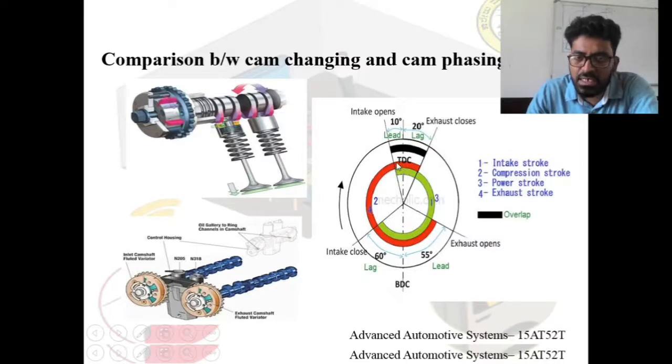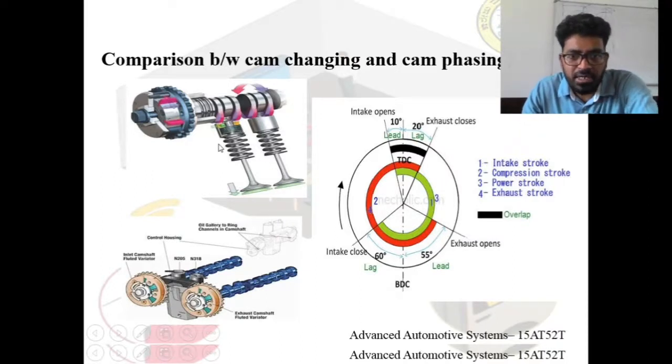does not get the high valve lift duration, and more timing will not be obtained from this cam phasing VVT. So this is the main drawback of the cam phasing VVT over the cam changing VVT. When we compare these two, which is better? Cam changing VVT can be better.